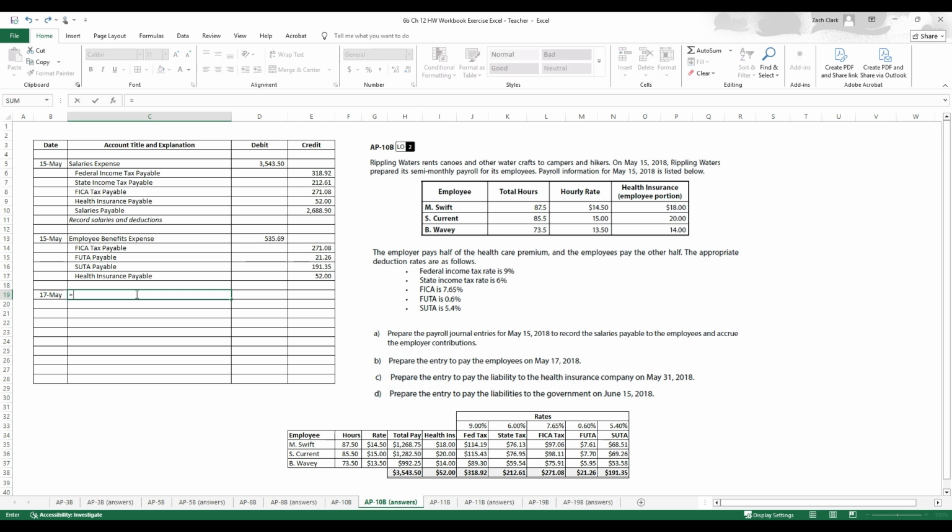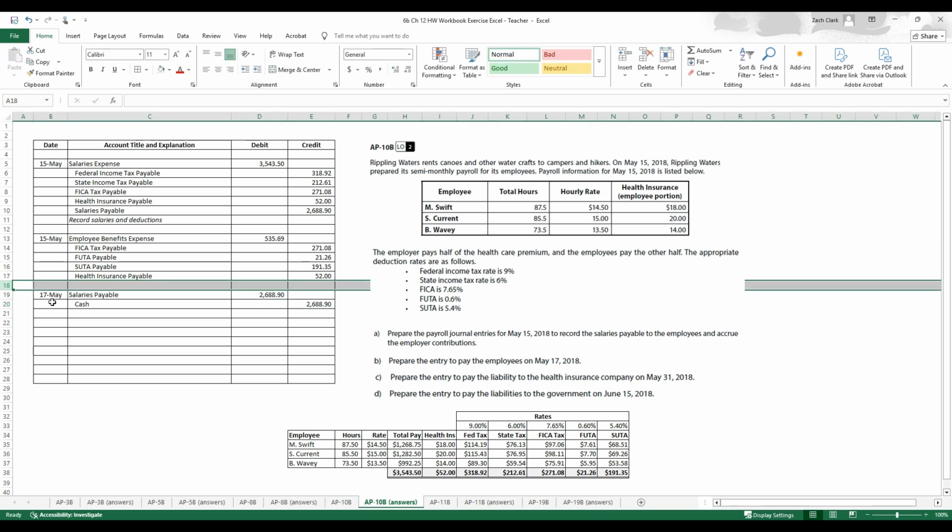So all we need to do at this point is we're just getting rid of our liabilities now. And so, as you might imagine, we have cash going down and salaries payable going away. So this is us paying the employees. Oh, shoot. You know what?